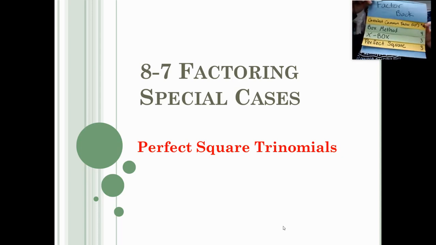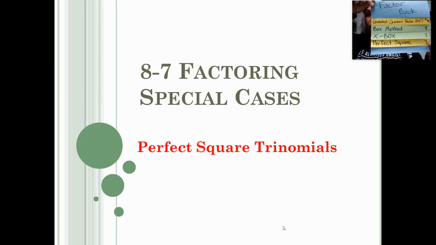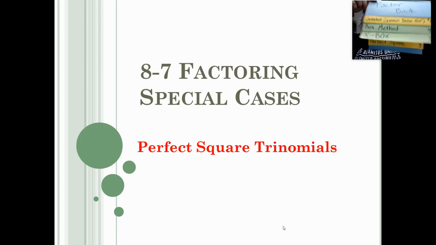So remember, the number that you're putting on this side is telling you how large the problem needs to be to use that method. So GCF can be used for anything. Box method is if there are 4 terms. X box is for 3 terms. And then today's new method, perfect square trinomial, is also for 3 terms. And then we're going to open it up.